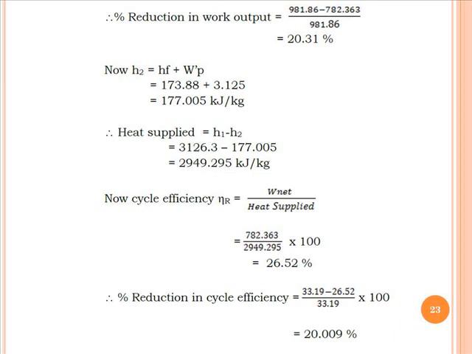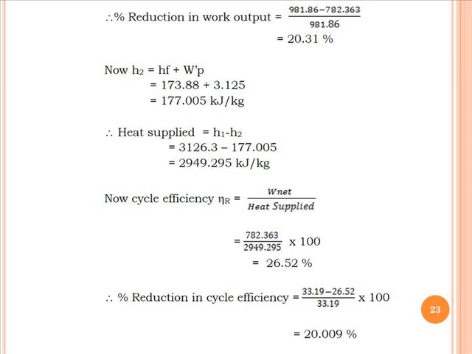In the same way, when we find the actual H2 value, that is the enthalpy at the outlet of the pump, it is 177.005 kilojoule per kilogram, and hence the amount of heat supplied, that is H3 minus H2, is 2949.295 kilojoule per kilogram, and hence the cycle efficiency varies, that is 26.52%.